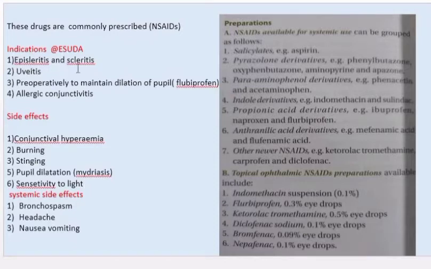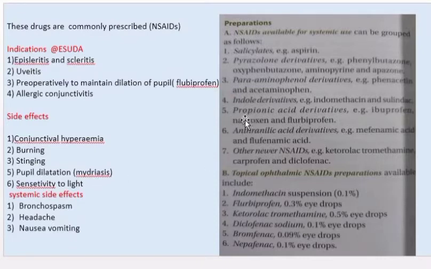Indications: episcleritis, scleritis, uveitis, preoperatively to maintain dilation of the pupil, especially flurbiprofen, and allergic conjunctivitis. So these are the uses of the NSAID. You will be asked indications or side effects. In side effects, one very common systemic side effect is bronchospasm, headache, nausea, vomiting. In the eye, you can always write burning sensation, stinging sensation, or discomfort in every drug. These are very common things in ophthalmology. Also conjunctival hyperemia, pupil dilation (mydriasis), and sensitivity to light.